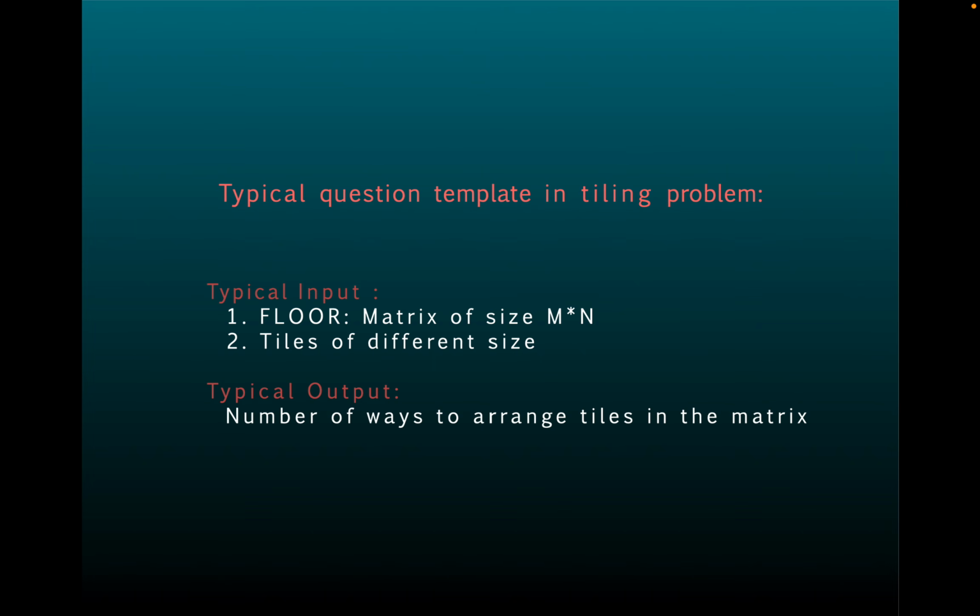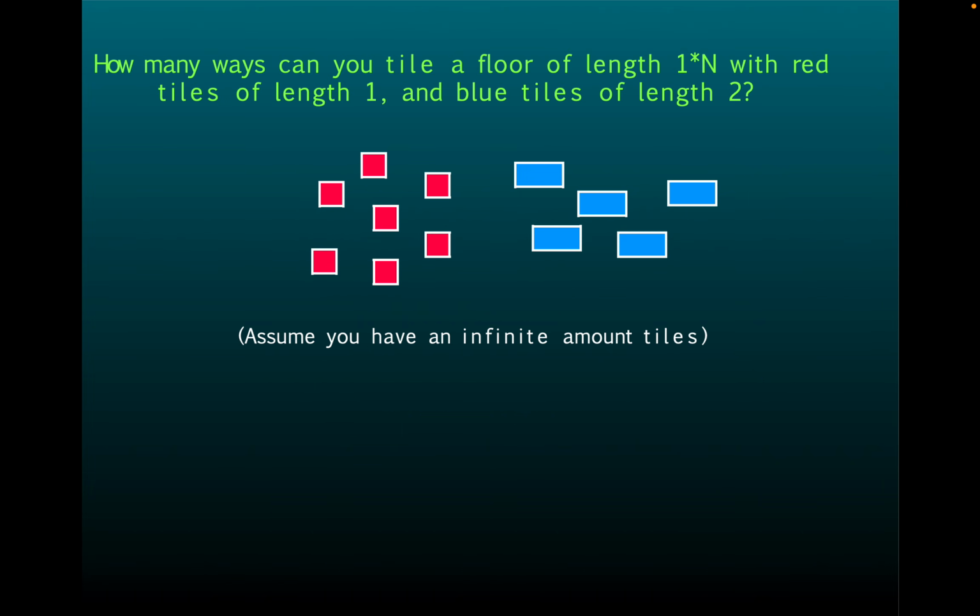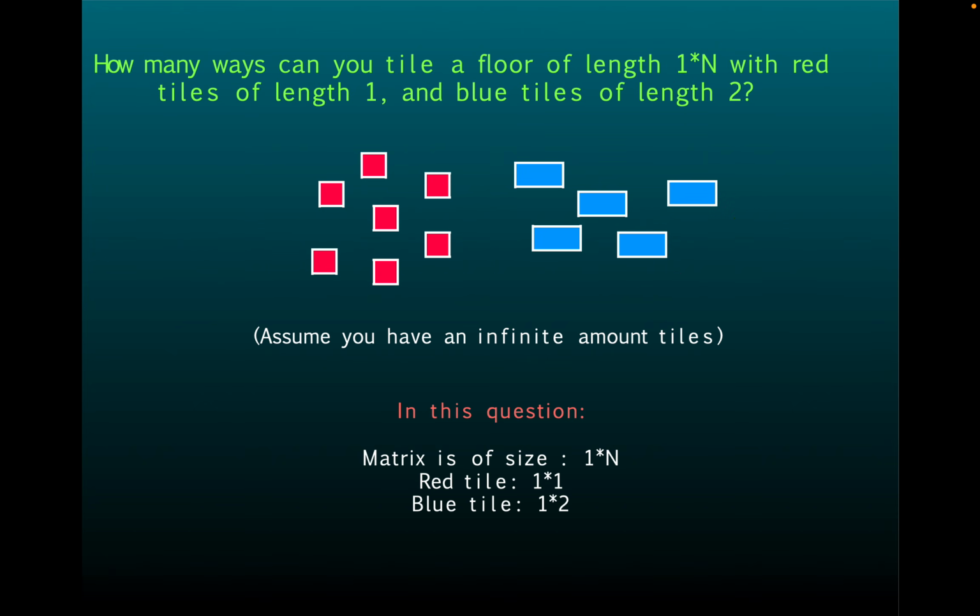Now input and output will look something like this. You'll have a floor of given size and tiles of different sizes. We just need to count the number of ways to arrange those tiles in the given floor, in the given matrix. Let's look at one example to understand it better. Suppose you have a floor of size 1 cross n, it's a 1D array kind of, and you have two types of tiles, one red, another blue. And of course, we have an infinite amount of tiles, that means supply is infinite. Let's see how many ways there are to count it.